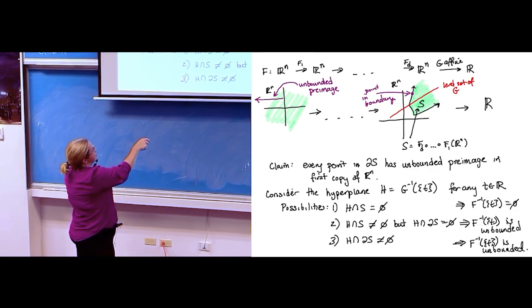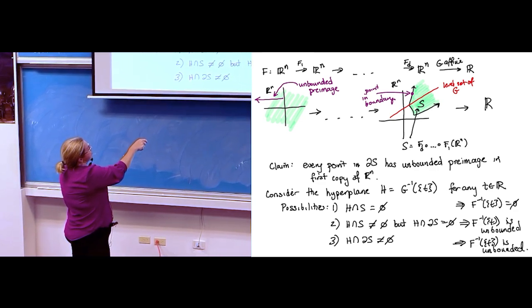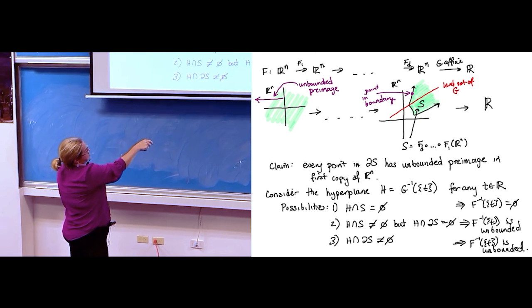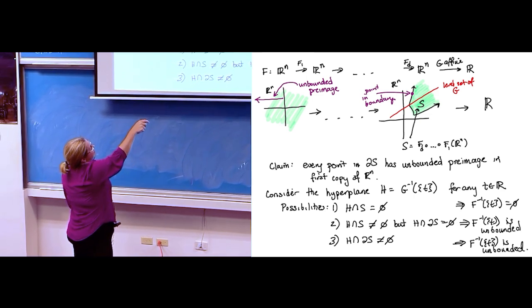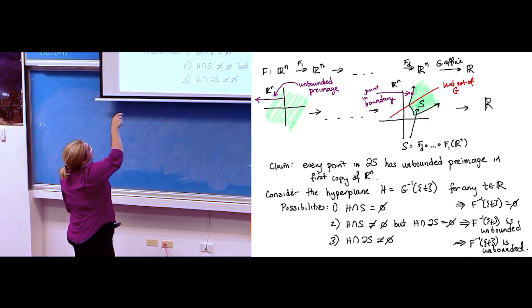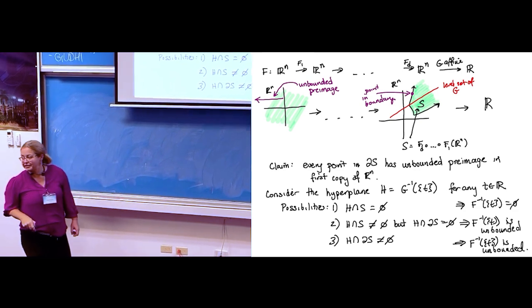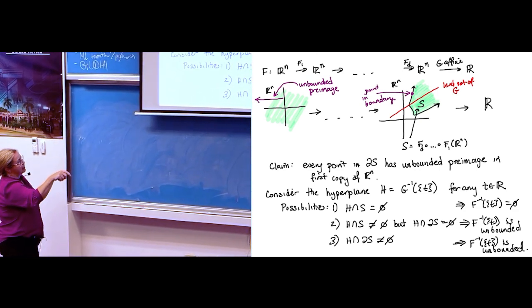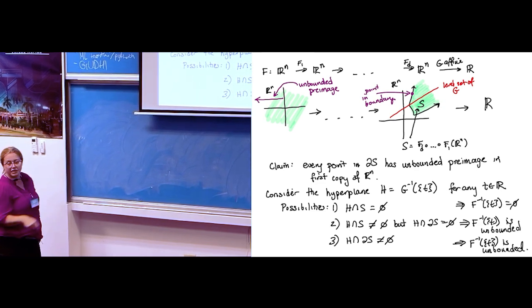The third possibility is that H does intersect the boundary. If it does, then if you believe this claim, the preimage has to contain an unbounded piece. So if you believe this claim, regardless of what happens, either the preimage of this hyperplane is empty or it's unbounded.